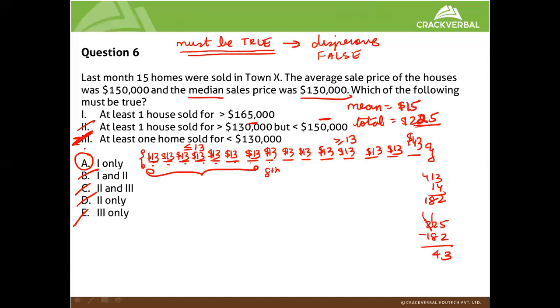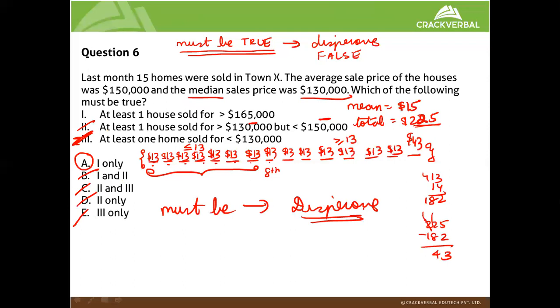So remember, whenever you have a must be type of question, always try to disprove. Never try to go ahead and prove. Yes, when we use 13 for the first 7 values, I'm not going to have at least one home that costs less than 130,000, right? So the third statement is definitely disproved. So let's try to do that.